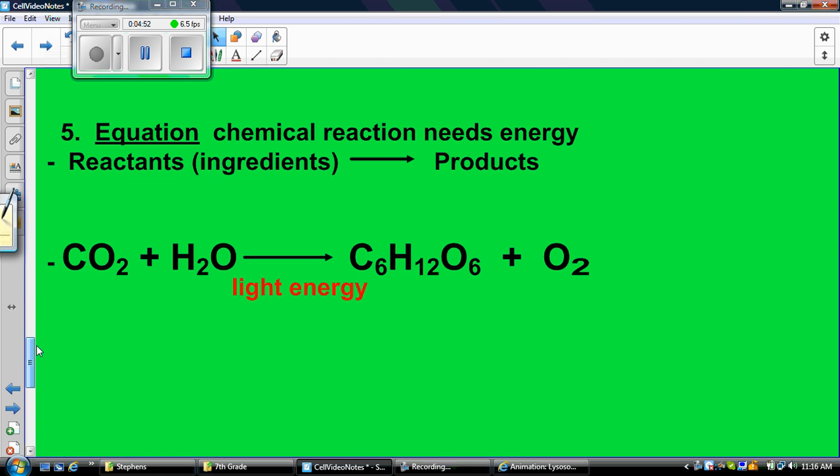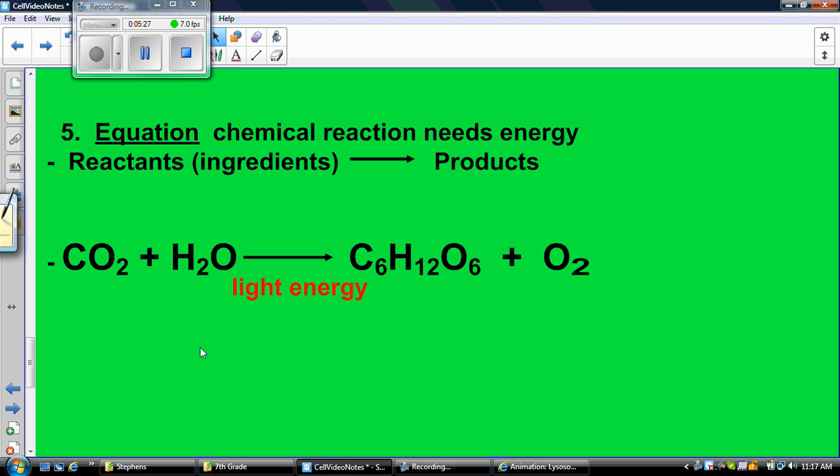The equation for photosynthesis. In order for photosynthesis to occur, which is considered a chemical reaction or a chemical change, which we learned about in 6th grade, remember, a chemical change creates a new substance. We talked about the difference between chemical and physical changes last year, but remember, both of them need energy. The only way photosynthesis is going to occur is if there's some energy put into the cell, and that energy is light energy. You can see I put it in red.